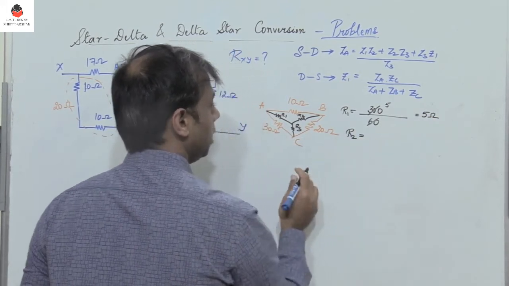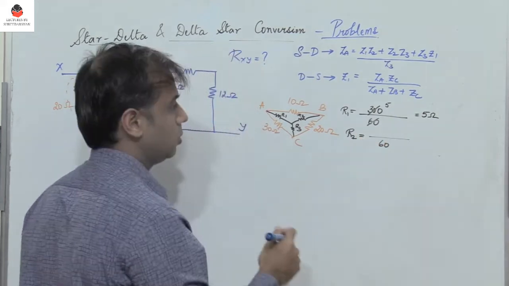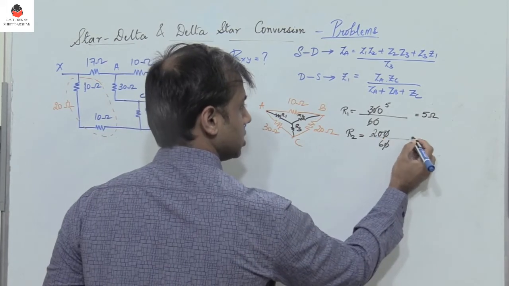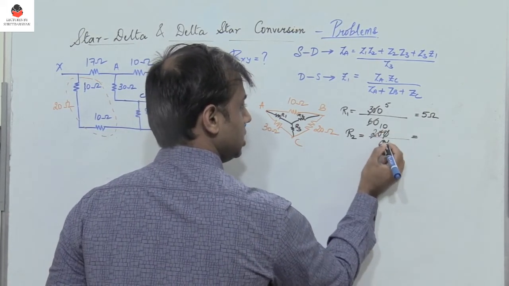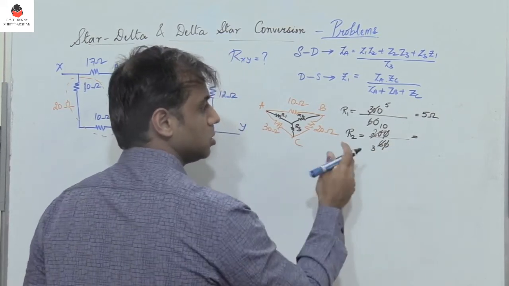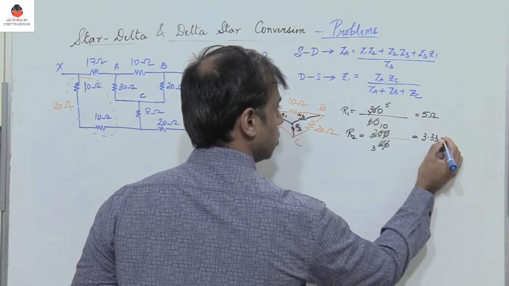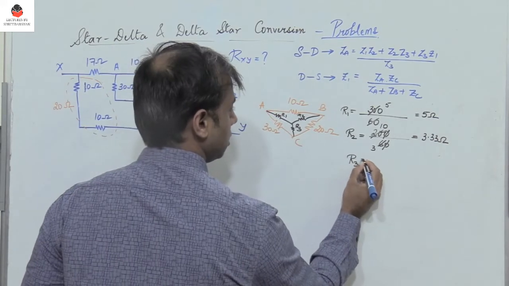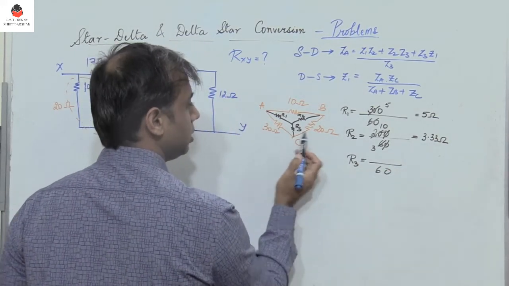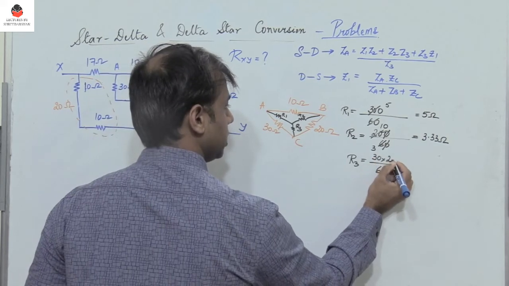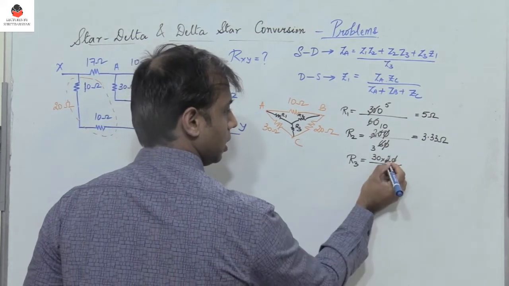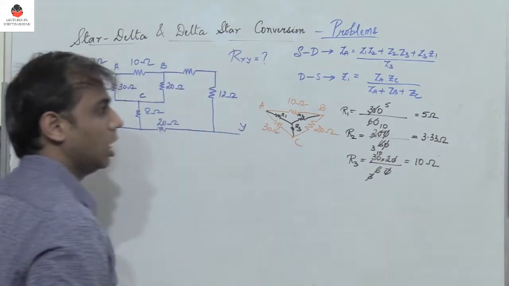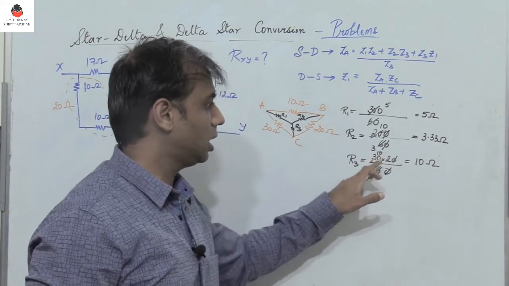Similarly, what is R2? R2 is, again, denominator is 60. R2 is 10 into 20, so 200. So 0, 0 gets cancelled here. 2 tens are 20, 2 threes are 6. So 10 by 3 is 3.33 ohms. So R2 is 3.33 ohm. And what is R3? R3 is, denominator remains the same, which is 60. 30 into 20. So 0, 0 gets cancelled. 2 threes are 6, 3 tens are 30, so it is 10 ohm. So R1 is 5, R2 is 3.33 and R3 is 10 ohms.